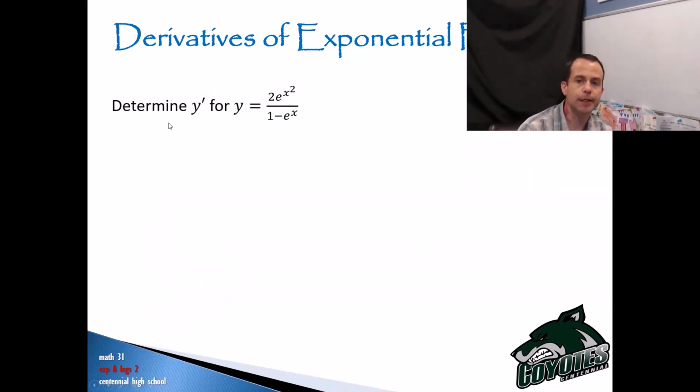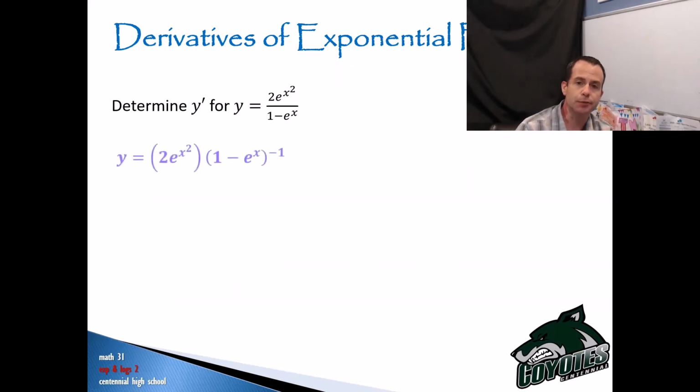All right, determine y prime. Okay, so there's two different ways you can look at this. We could either look at it as the quotient rule, or I could bring that 1 minus e to the x, I could call that 1 minus e to the x all to the -1, and use the product rule instead. Okay, it doesn't really matter which one you do. I chose to use the product rule for this one.